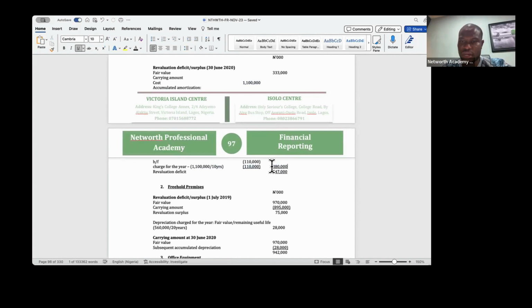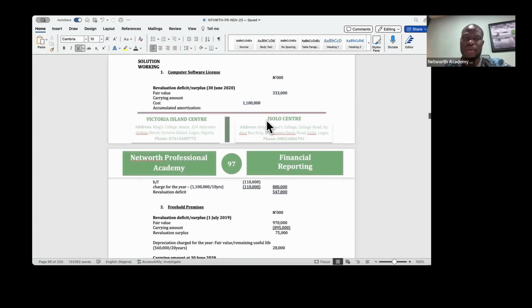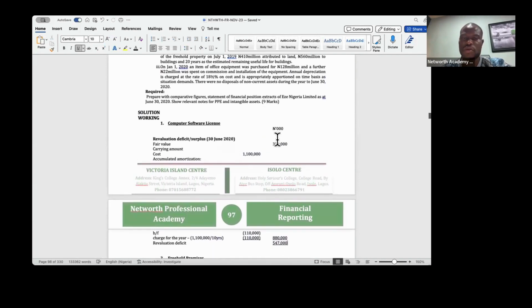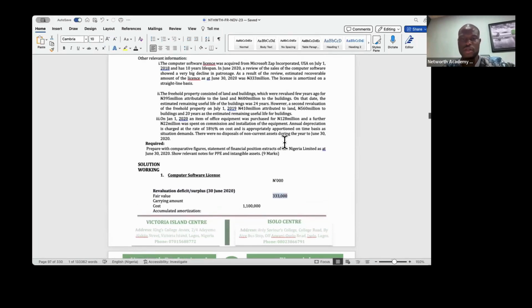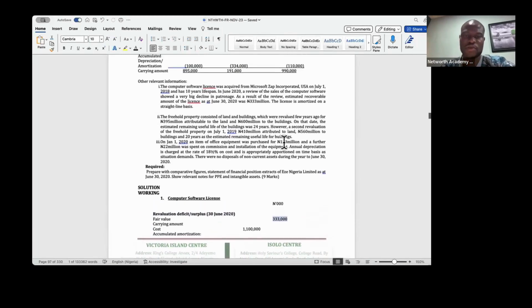If I compare my carrying amount to my fair value, that will give me a revaluation deficit of 547,000. But when I'm preparing my statement of financial position, what goes to my books is the value at the end, because you have given me the value at the end. That is the one that goes to my statement of financial position. So that's the first one.